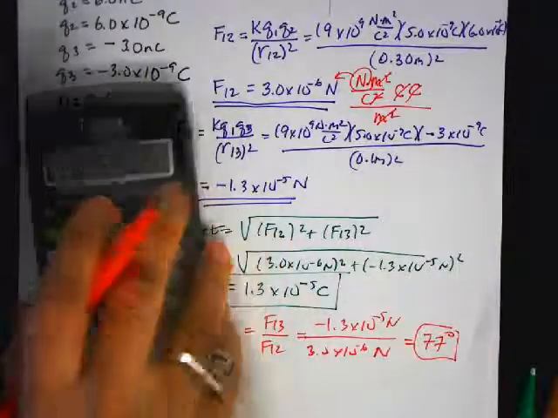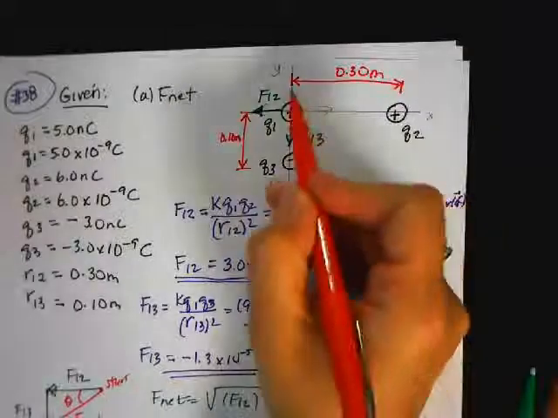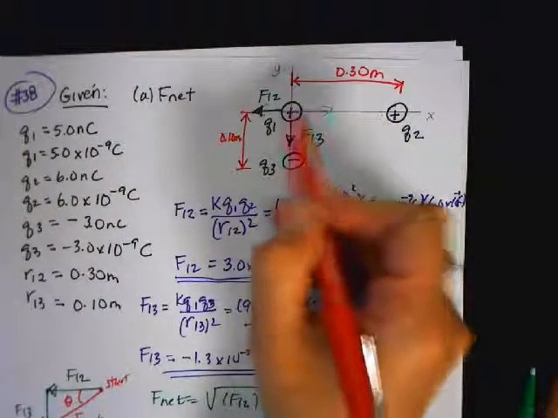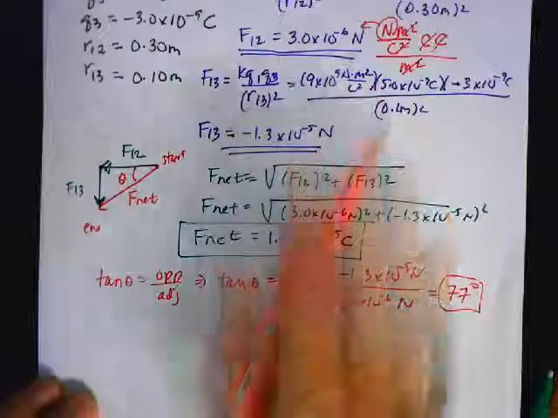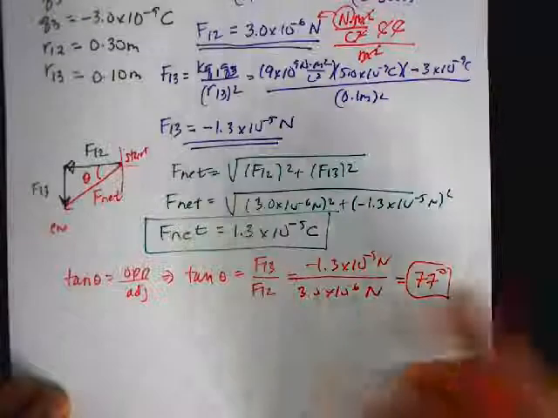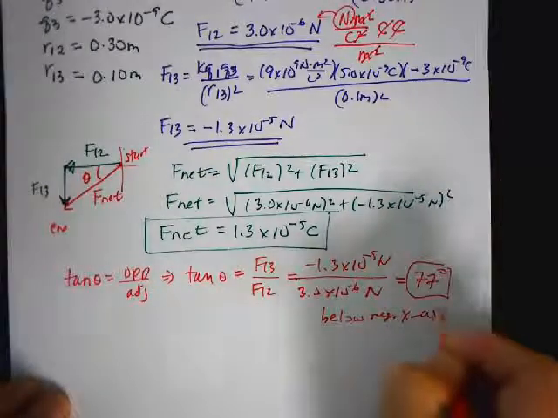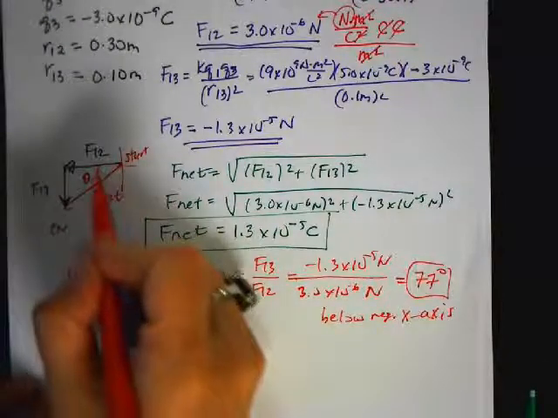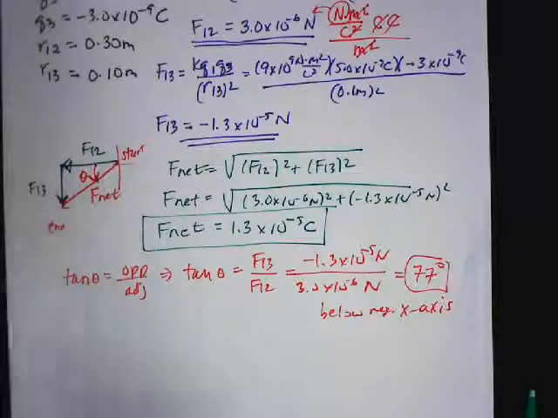So what's my frame of reference? Well, this charge is the origin, this is the x and the y. So this angle here would be 77 degrees below the negative x-axis. That's my frame of reference, because this angle here is below the negative x-axis. That's only part A for this problem. We still have to do part B.